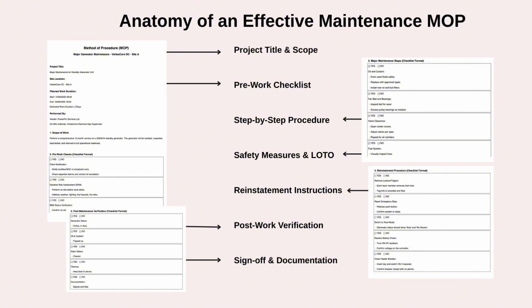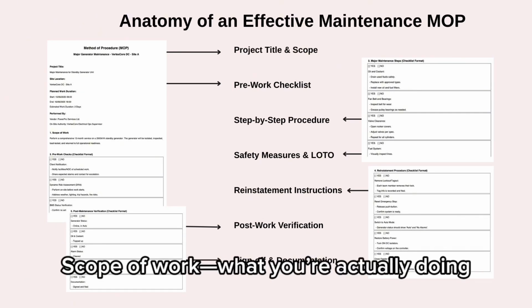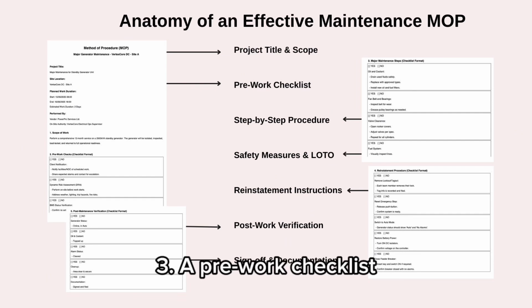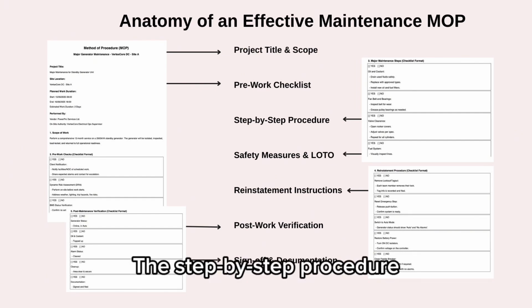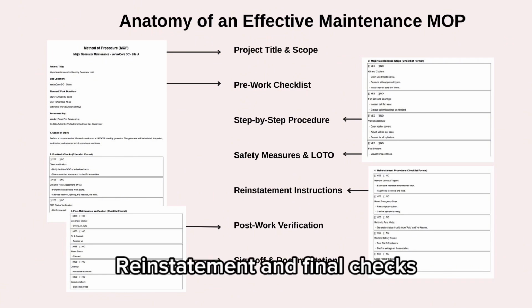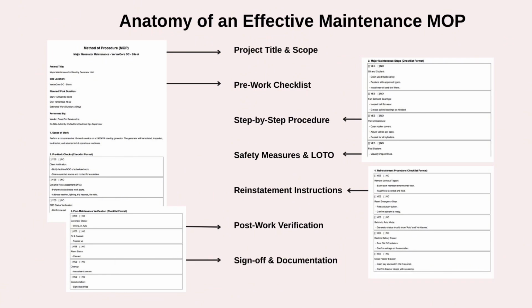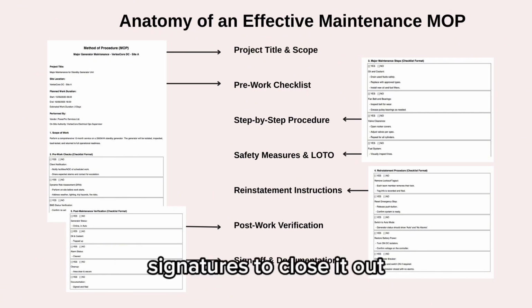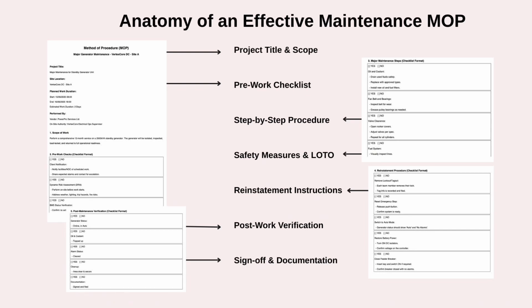So what goes into a solid MOP? You want a structure that's easy to follow, like: 1. Job title and basic info. 2. Scope of work, what you're actually doing. 3. A pre-work checklist. 4. The step-by-step procedure. 5. Reinstatement and final checks. 6. Signatures to close it out. That's the flow. From prep to closeout, it's all in one place.